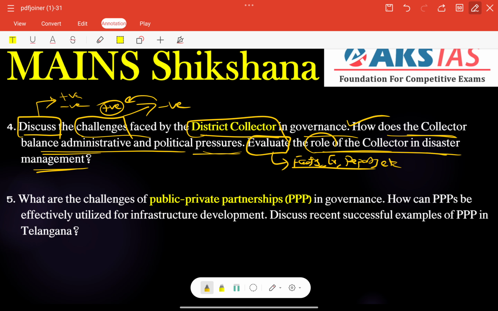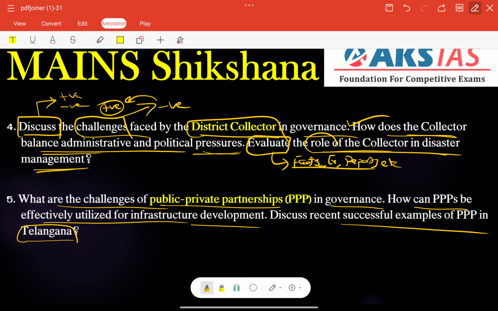Right? Next, the final question: what are the challenges of public private partnerships in governance? How can PPPs be effectively utilized for infrastructure and development? Discuss recent successful examples of PPP in Telangana, right? We need to be careful with important keywords like this, right? So we can remember or we can avoid these particular keywords, right?